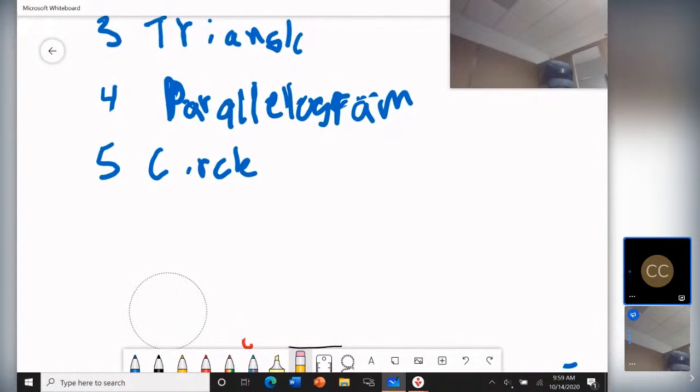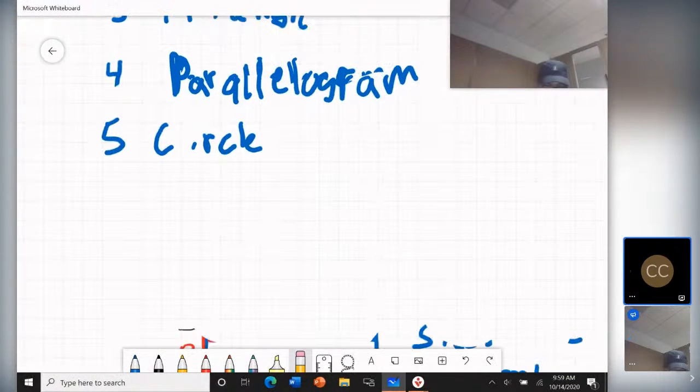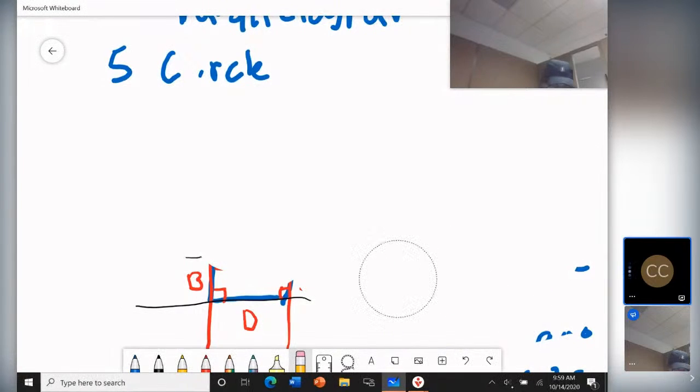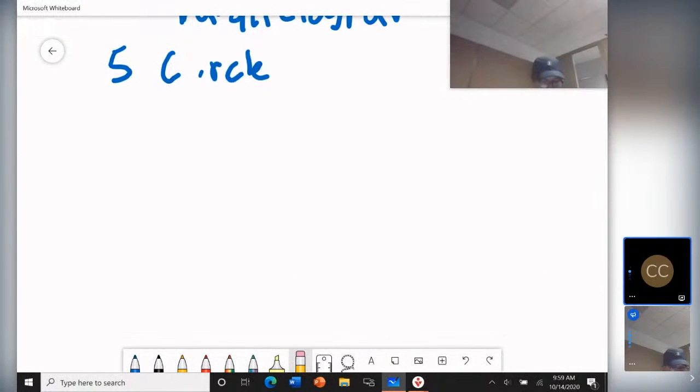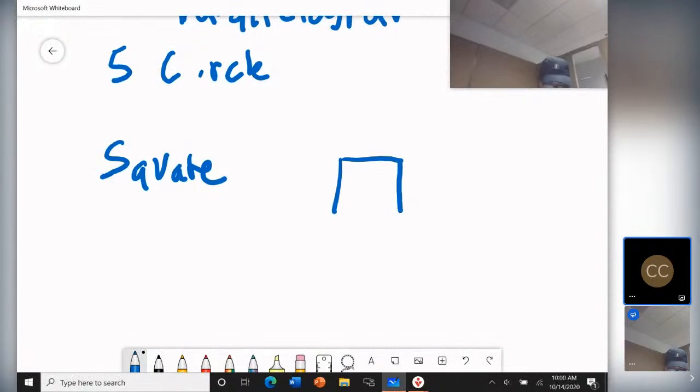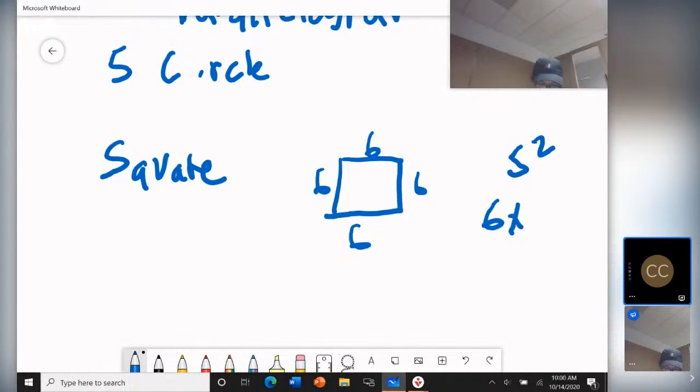Square is pretty simple. So the first one we're going to do is a square. The formula for the square is just a side squared. So if this is 6, 6, 6, 6, the formula is going to be 6 times 6. So the area is going to be 36, and we'll say these are feet. So the area for the square would be 36 feet.